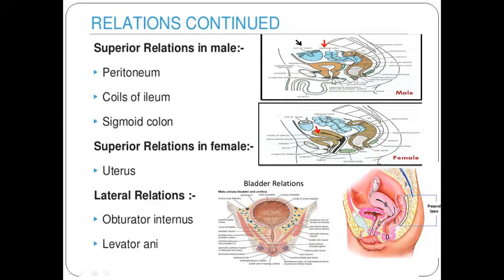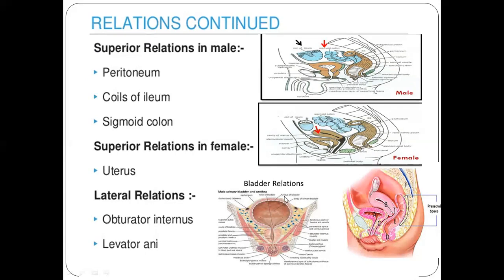And here in case of female, the superior surface is covered by the uterus, which lies over the superior surface of the bladder, and the sigmoid colon and the loops of the ileum are also present in contact with the superior surface. This is another picture where the uterus lies over the superior surface, along with the fallopian tubes and the ovaries, and the sigmoid colon and the loops of the ileum are also present here over the superior surface.